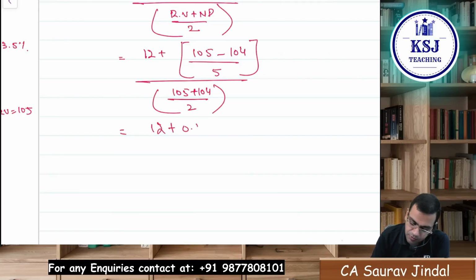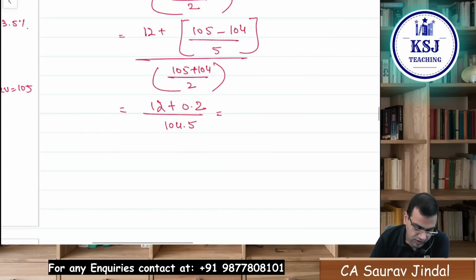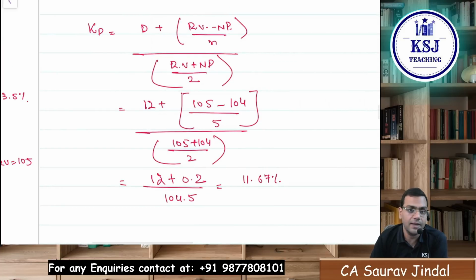12 plus 0.2 divided by 104.5. Right, so it will be 12.2 divided by 104.5 into 100. That is 11.67% according to me. Yes, sir, 11.67%. This will be your KP.